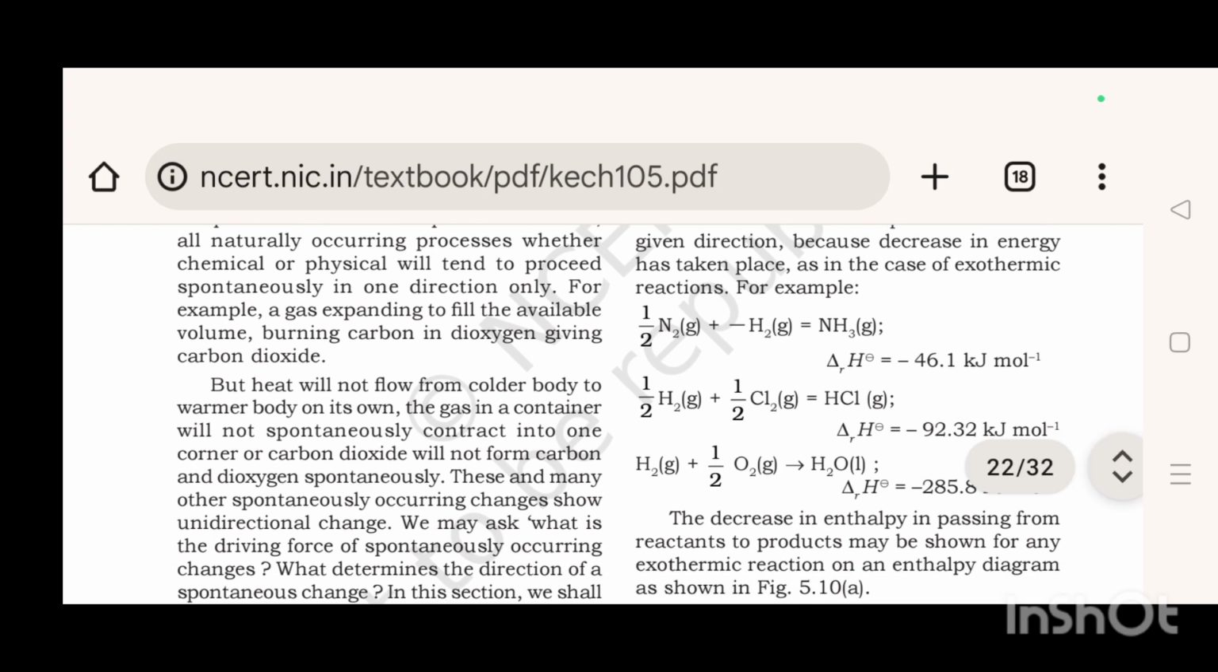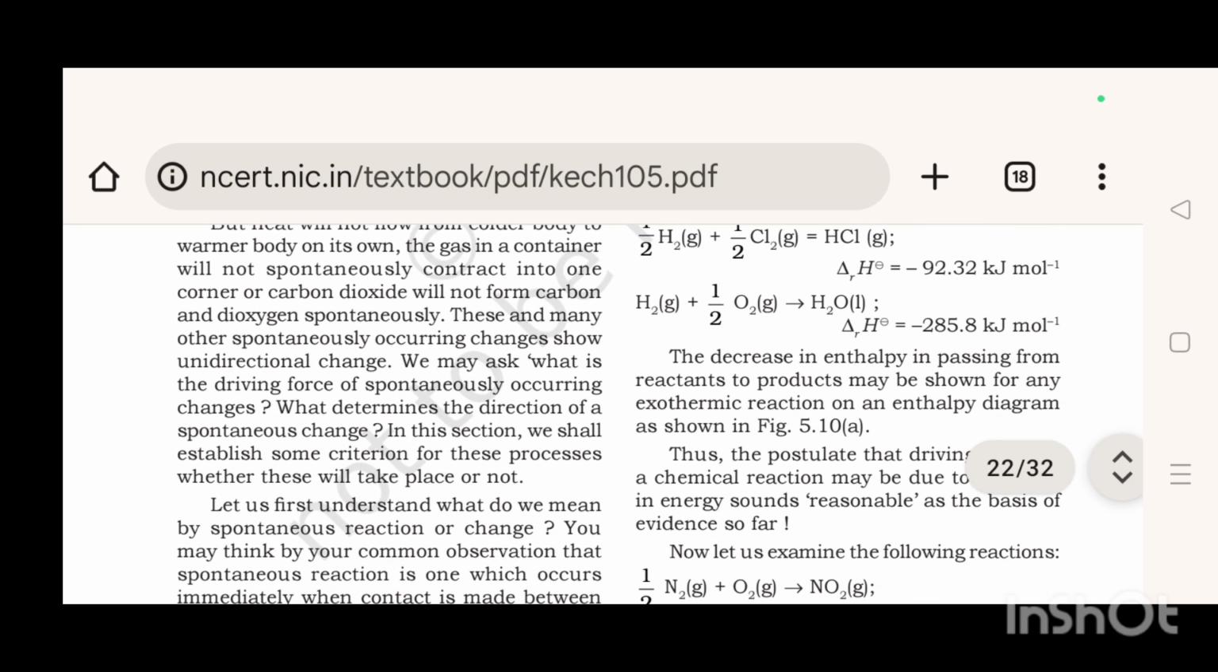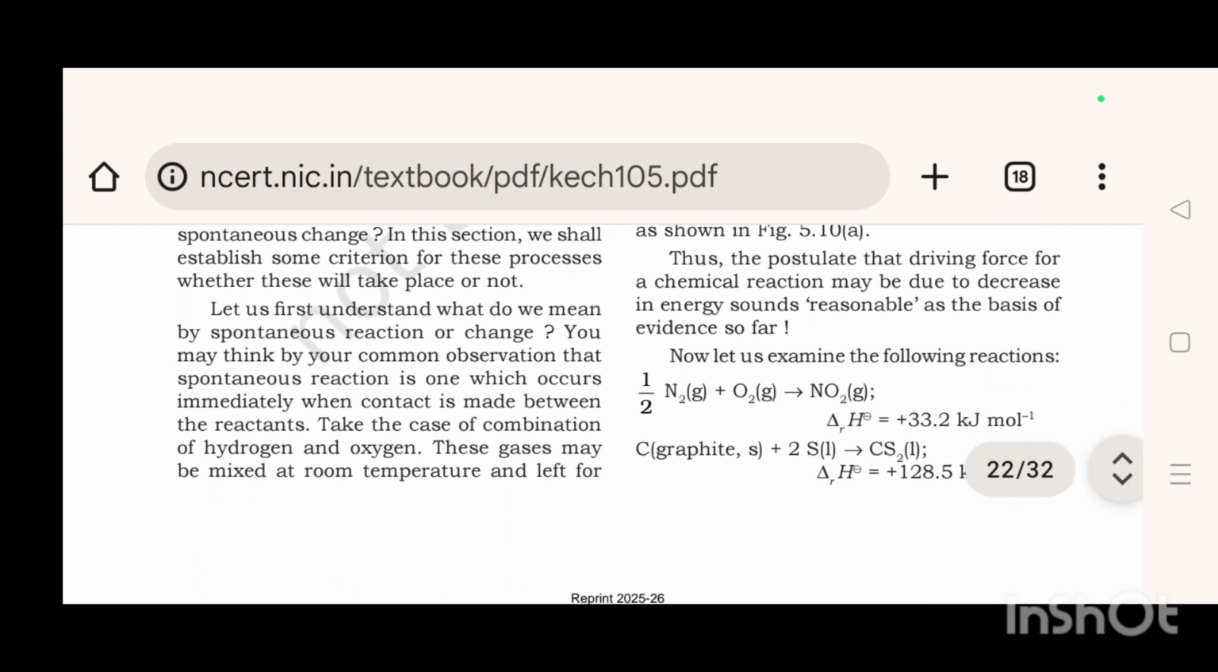half H2 plus half Cl2 gives us HCl, and for that delta H is minus 92.32 kilojoule per mole. H2 plus half O2 gives us H2O, and for that delta H is minus 285.8 kilojoule per mole. The decrease in enthalpy passing from reactants to products may be shown for any exothermic reaction on an enthalpy diagram. Thus, the postulate that the driving force for a chemical reaction may be a decrease in enthalpy sounds reasonable on the basis of evidence so far.